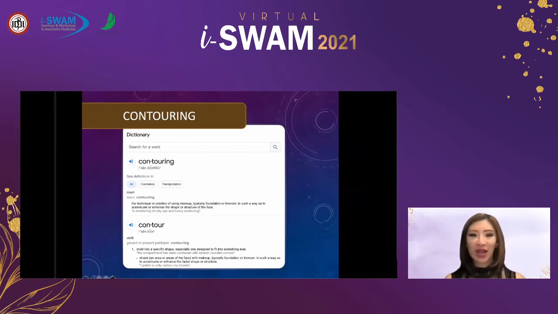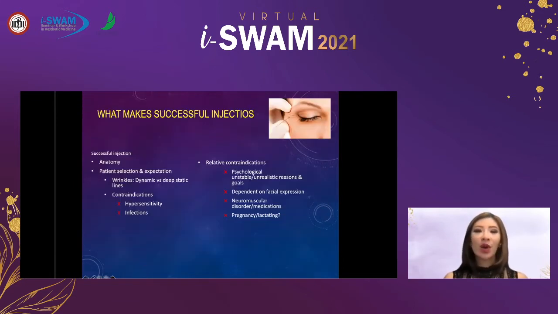So what is contouring? This is more popular in the makeup artist world. Contouring is a technique or practice to accentuate or enhance the shape or structure of something that has existed before, such as the face or the body. So contouring is to diminish some parts of our face or our body to accentuate other parts that we want to show to other people. Before we get into the techniques, we have to understand what makes successful injections.